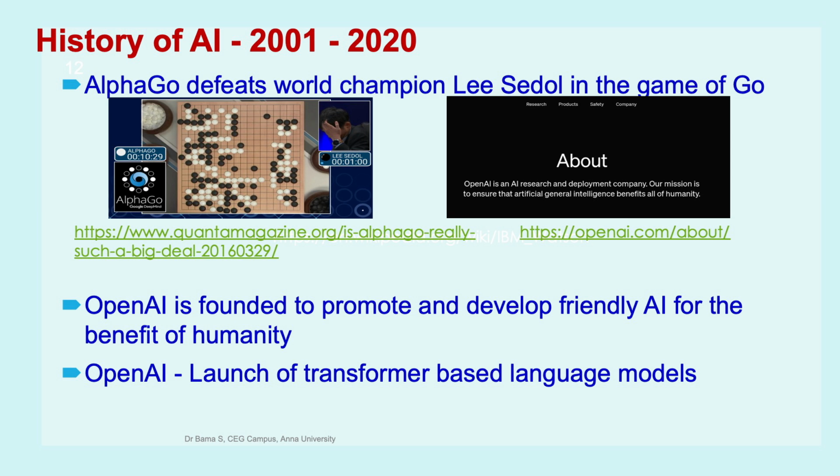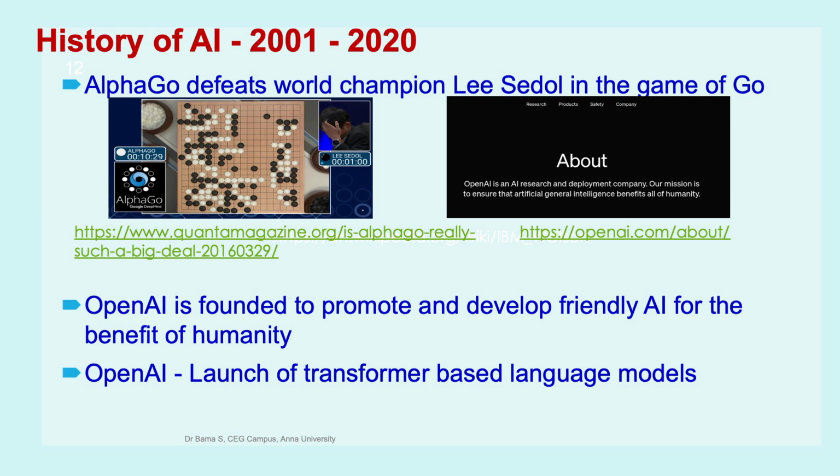Continuing with the same period from 2001 to 2020, AlphaGo, which is from Google DeepMind, defeats the world champion Lee Sedol in the game of Go, and Go is considered to be much more difficult than chess. And another main incident is OpenAI, founded to promote and develop AI which helps humanity. OpenAI is the one who is giving out ChatGPT. And how do they do it? It is based on the transformer based language model.